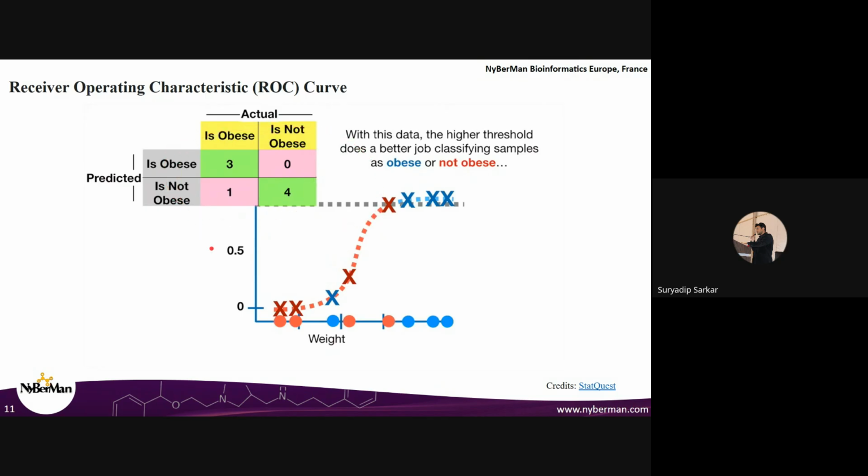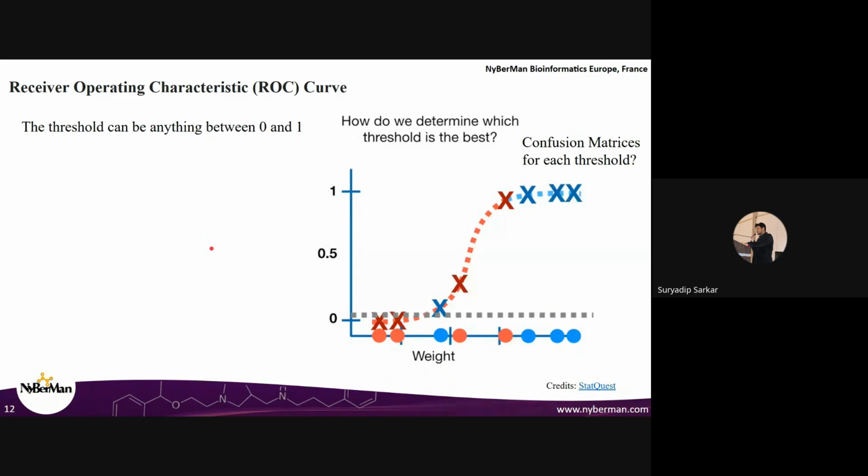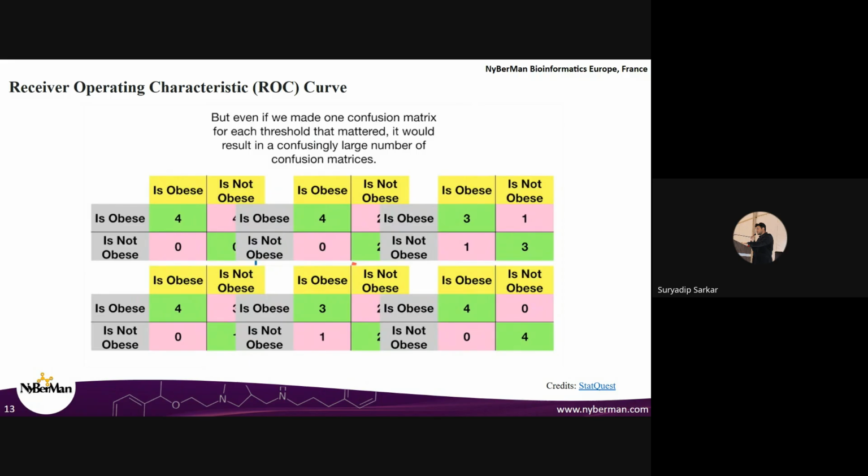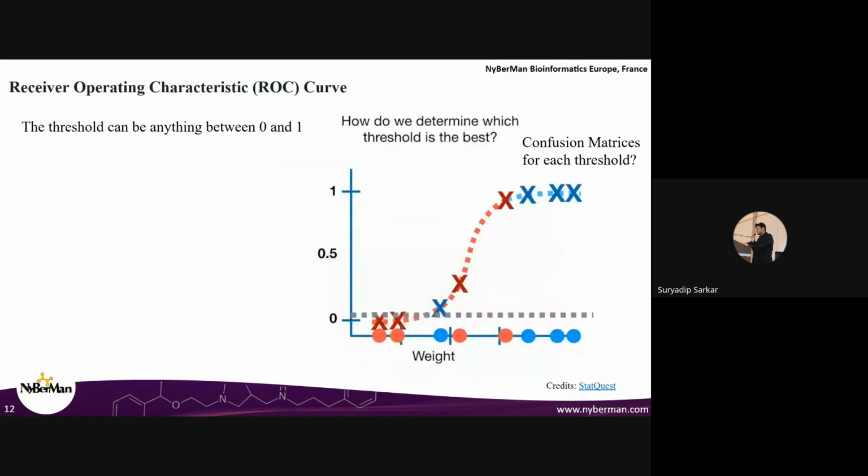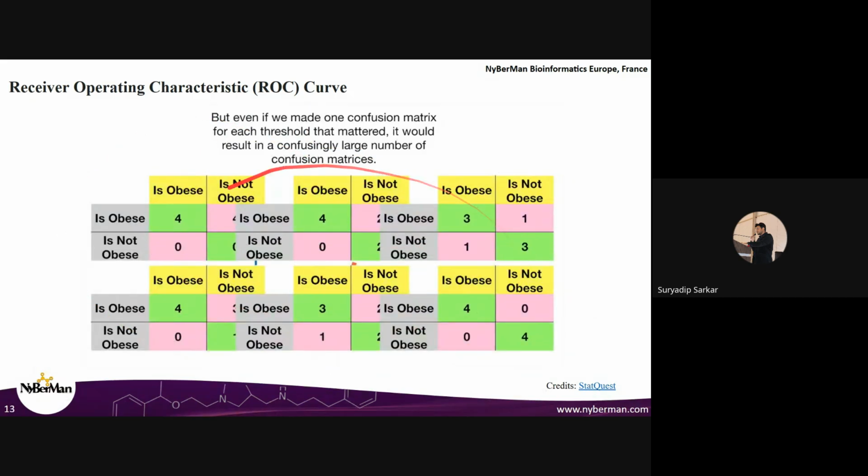So now, naturally, you can ask: do we actually build confusion matrices for every possible threshold? If we do that, it would result in a confusingly large number of confusion matrices. Look at the irony here. The very thing that is going to help us determine the best threshold is the one that is making it very difficult for us to determine, because there are so many to look at.